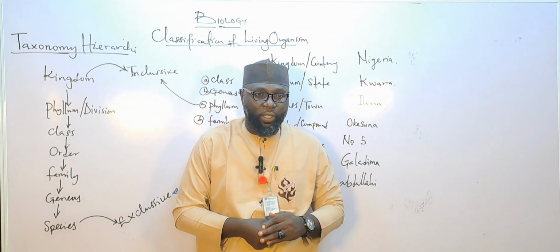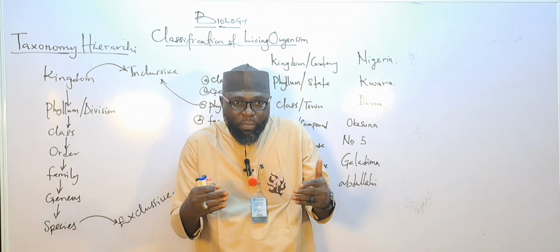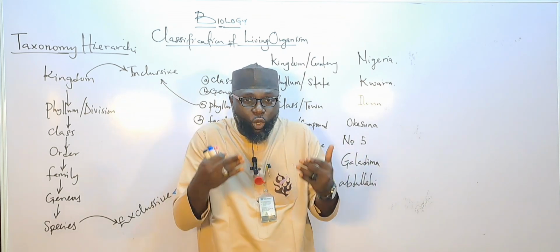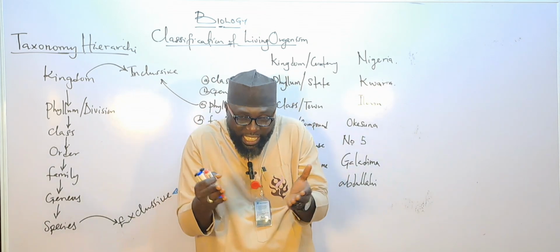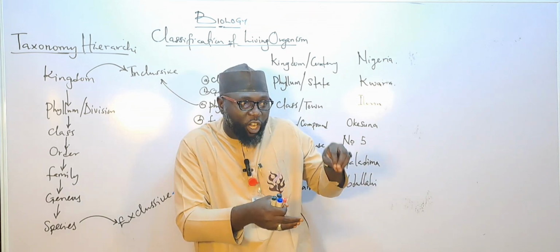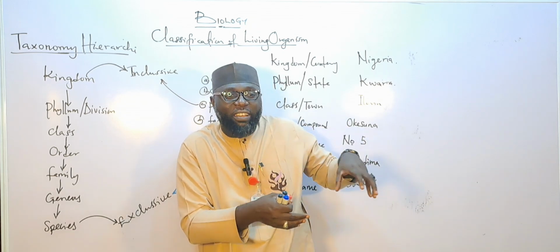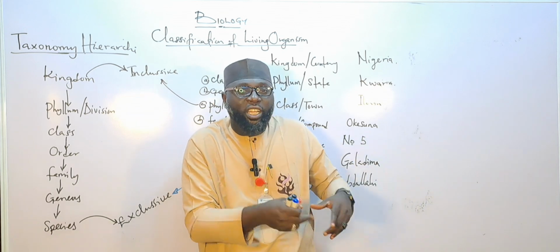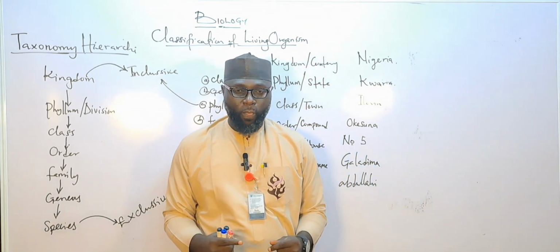And the natural classification of living organism is based on the similarity features we have in living organisms: morphological features, evolutionary trend that exists between the living organisms, and genetic makeup. Those are the criteria they use to classify living organisms in natural classification. And that classification is what? Is genre class, classification.